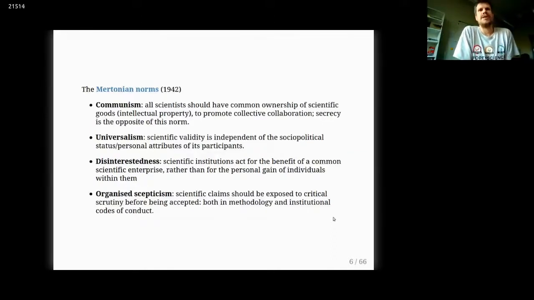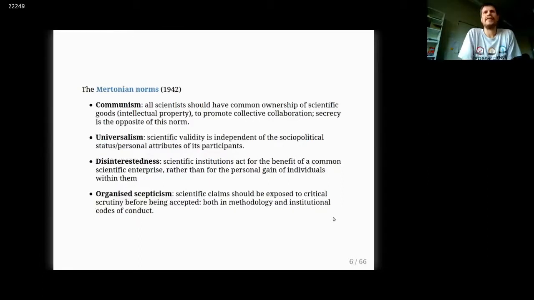So, two fundamental principles. Communism, nothing to do with the political ideology, but the idea that all scientists should have common ownership of scientific goods, intellectual property, to promote collective collaboration, right? It's the opposite of secrecy. Universalism, right? That the scientific validity is independent of the socio-political status of a person or any attributes of the participants. We shouldn't be interested, right?